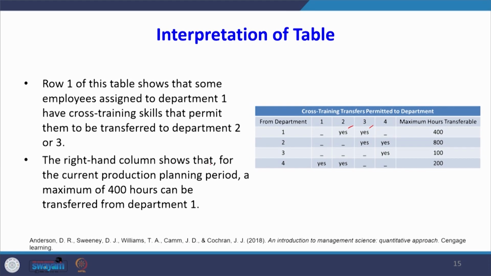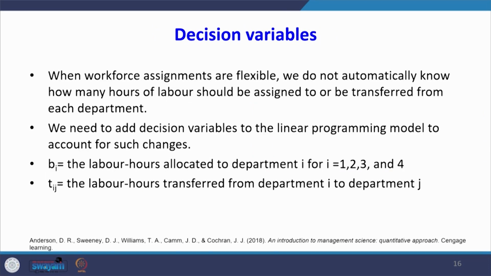The right hand column shows that for a current production planning period, a maximum of 400 hours can be transferred from department 1. So, now we are going to introduce some more decision variables. Already we have the 2 decision variables P1 and P2 in the product mix problem. Apart from this, we are going to introduce 2 more types of decision variables.